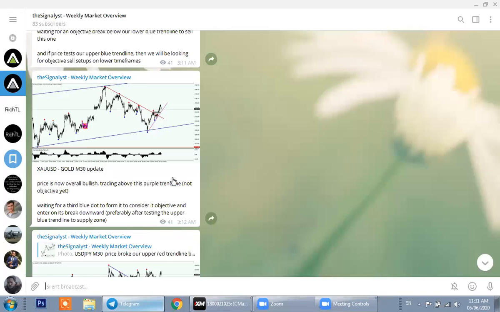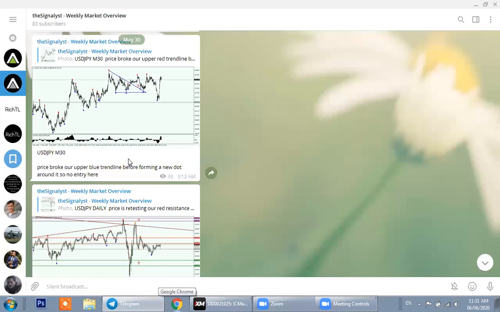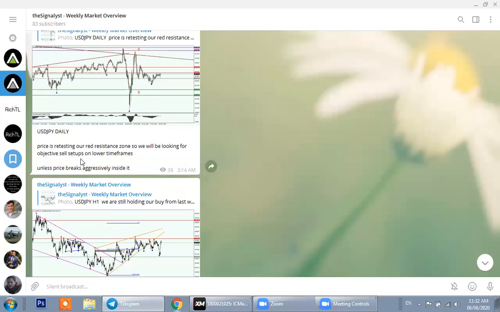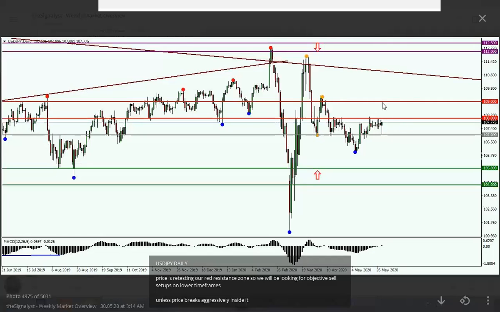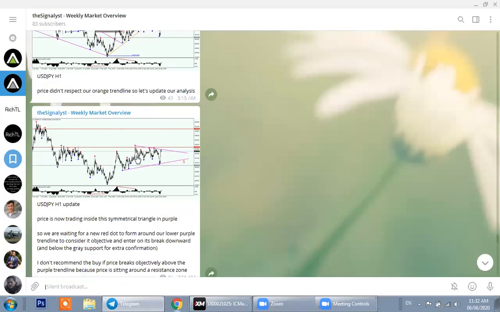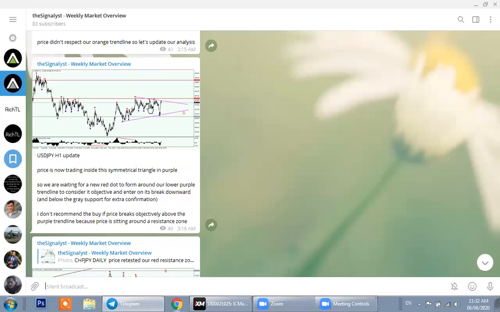That's it for gold. If we go to USD/JPY, no entry here. On daily time frame, as mentioned, price is sitting around a resistance. Unless price breaks aggressively inside it, then it would be overall bullish. There was no entry here. Price was trading inside forming the symmetrical triangle in purple, and we were waiting for a new swing to form around our lower purple trend line to consider it objective and enter on its break downwards, which didn't happen.